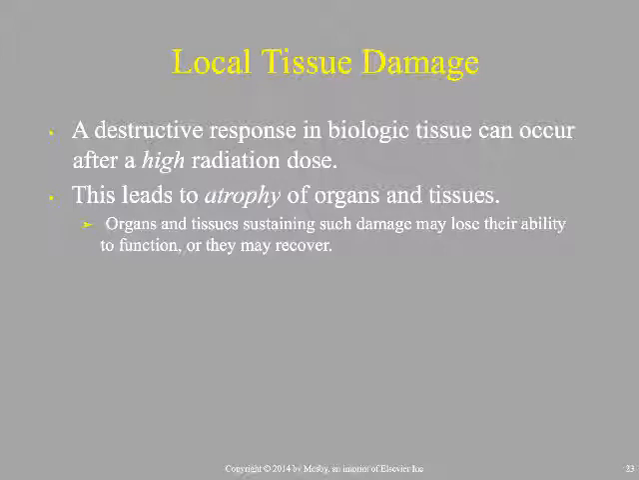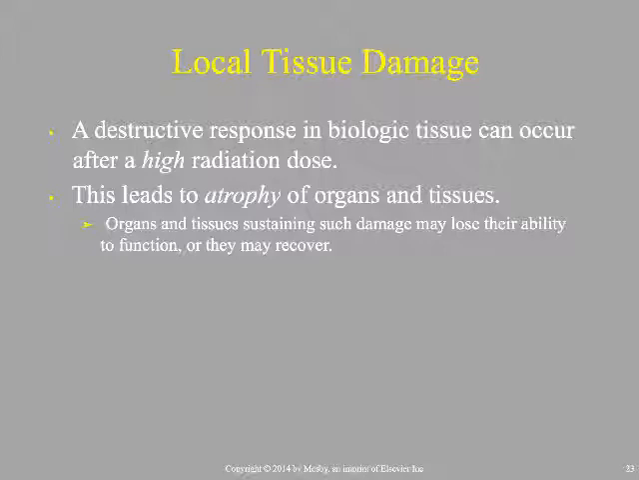So, moving out from the cellular level to the local tissue level, a destructive response in biological tissue can occur after high radiation doses. This leads to atrophy of the organs and disease. So everything that we've highlighted in terms of the radiation syndromes and how those cell populations were impacted, so decreased white and red blood cell counts, decrease in intestinal lining cells, all of those decreases have a mirror effect at the organ level.